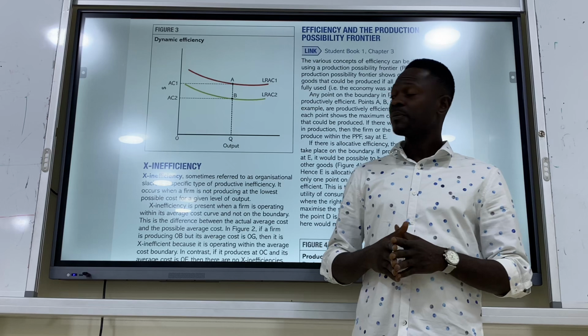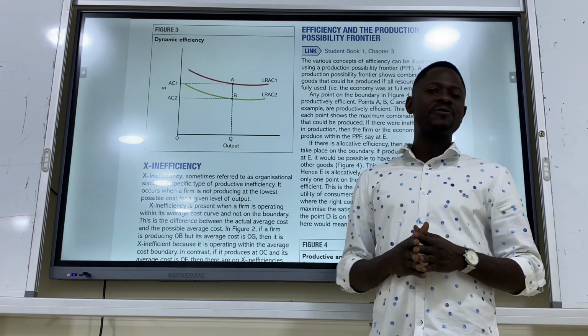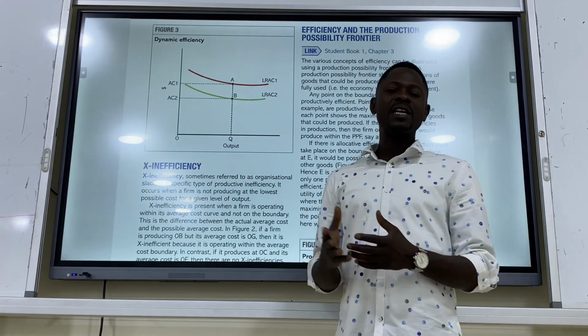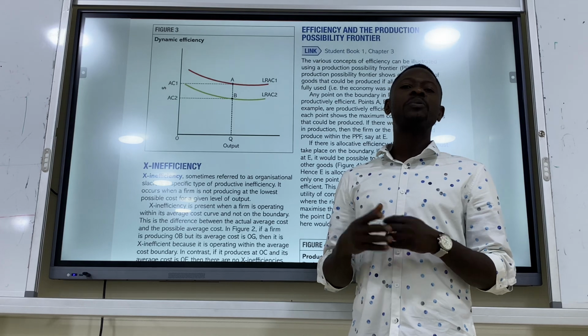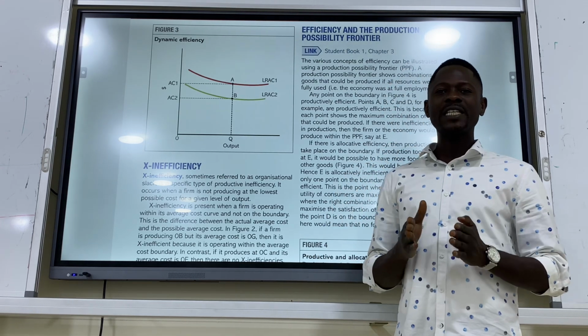That is efficiency. The last class we talked about X inefficiency. And when we talk about X inefficiency, it means there's an organizational slack. And what does that simply mean? It means the firm or the economy is unable to produce at the reduced average cost of production. That is what X inefficiency is.